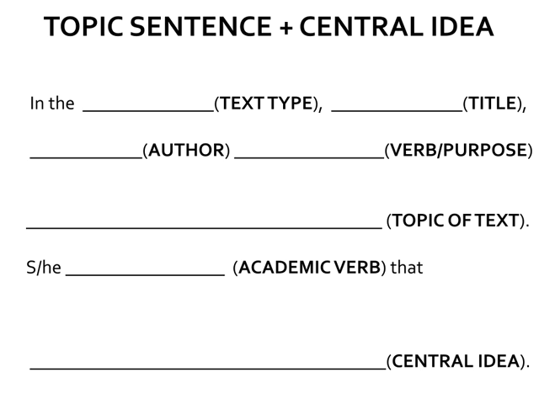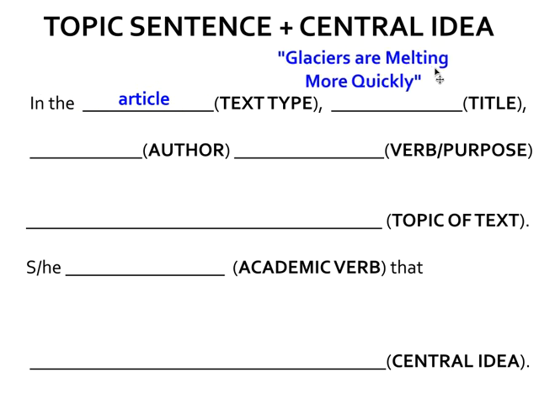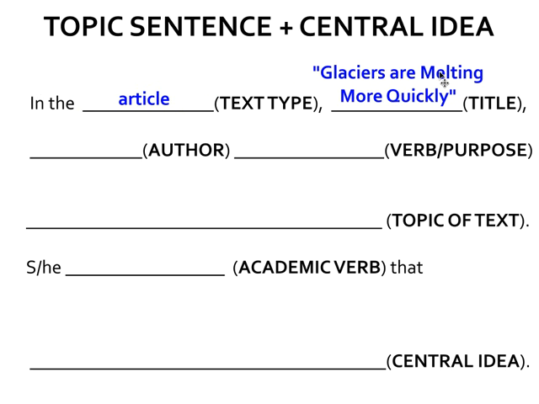Okay, so let's try this. So my first sentence is, what type of text is this? A type of text could be an essay, an article, a story. I'm going to choose an article. I'm going to include my title of the text. So my title is The Glaciers Are Melting More Quickly. And remember that when we are including an article, we are going to put the title of the text in quotation marks. My author is Scott Gould. And then I'm going to include the purpose.